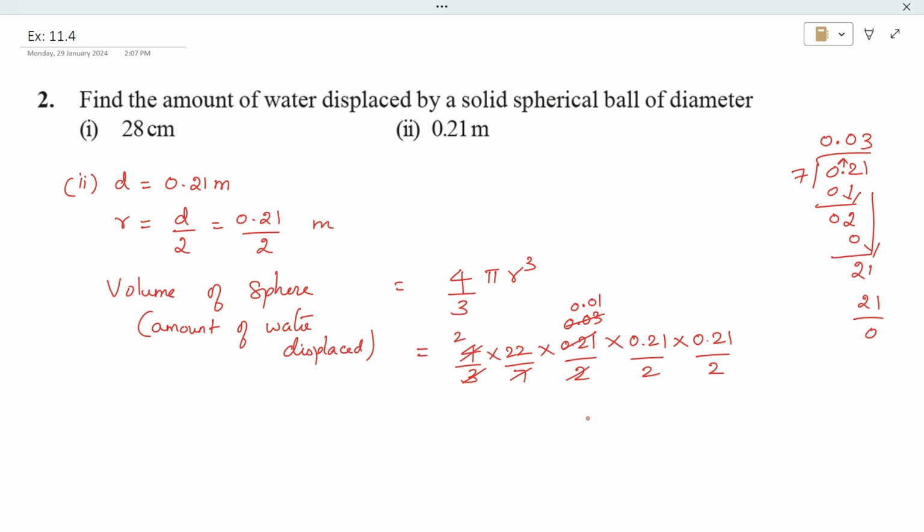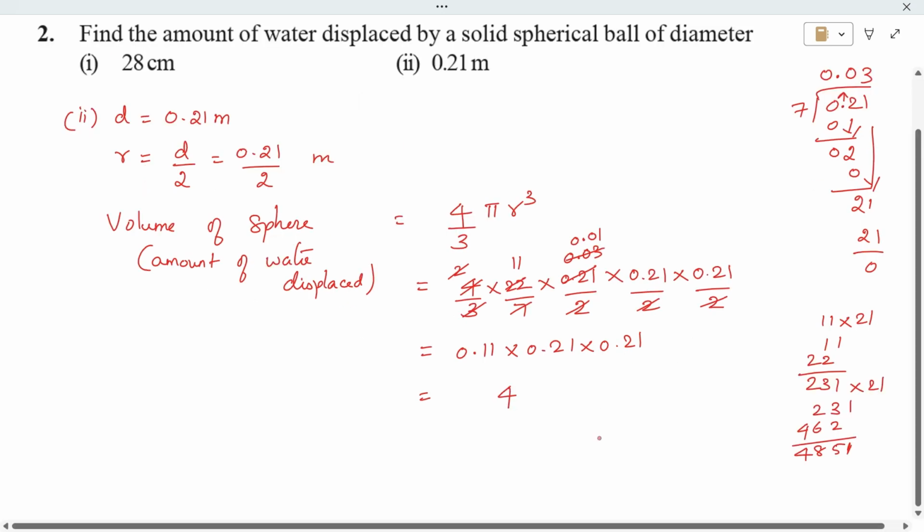Now cancel 3 and 0.03, which is 0.01 times. 2 and 4 will be cancelled by 2 times. Another 2 will also be getting cancelled. 2 and 22 will be cancelled by 11 times. So 11 into 0.01 is nothing but 0.11, right? Into 0.21 into 0.21.